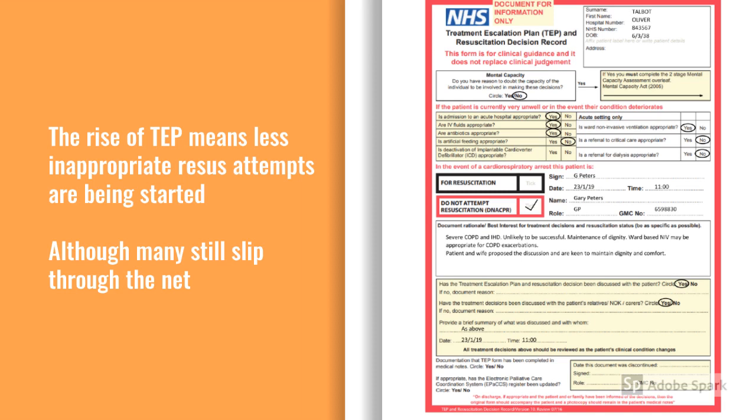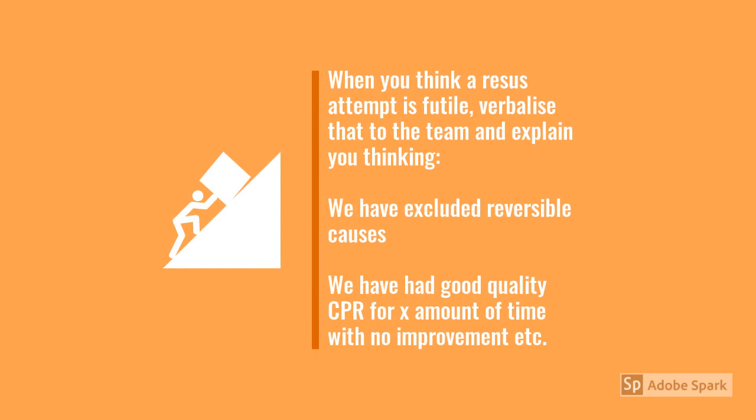So really, what you want to be able to do is quickly exclude any reversible cause. As Joe was saying, when you're team leading, it's good to talk through the 4Hs and 4Ts. And then what you often will do, if you're of the thinking that actually this resuscitation is going to be futile, you verbalise that to your team.